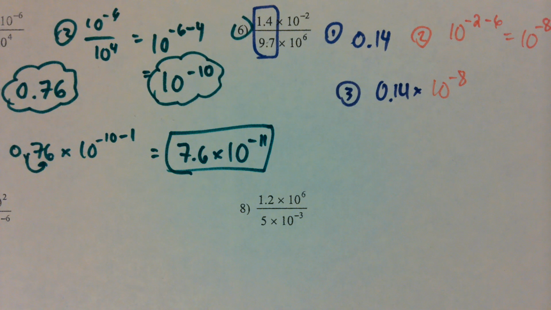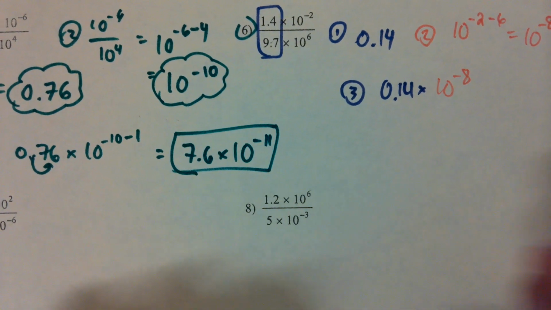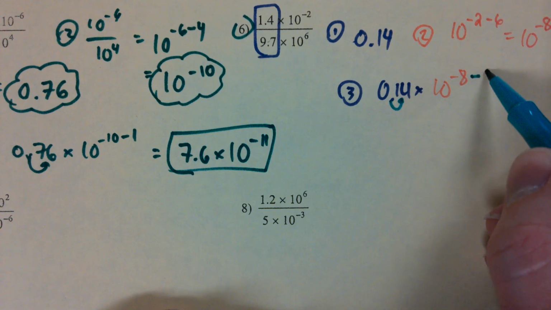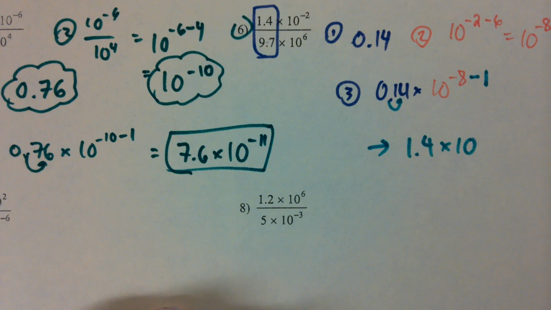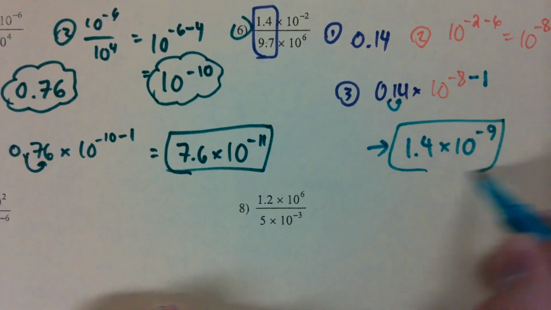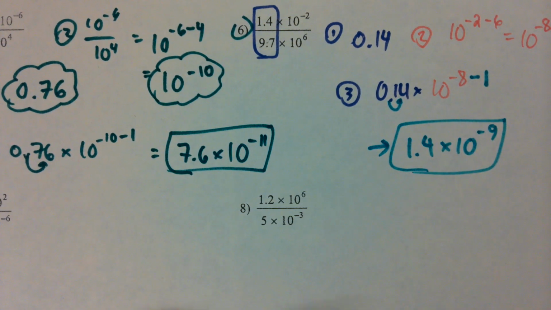It's like a broken record at this point, but what do we do now? 0.14 is too small. Move the decimal one space, and then what do we do with our exponent? Minus 1. That gives us 1.4 times 10 to the what? Negative 9. If you spend $8 and then spend 1, you spent 9. Okay? Say that in your head if you have to. We gotta get it down.